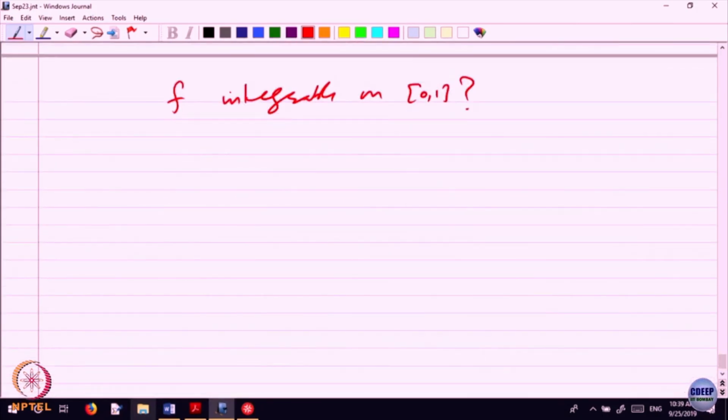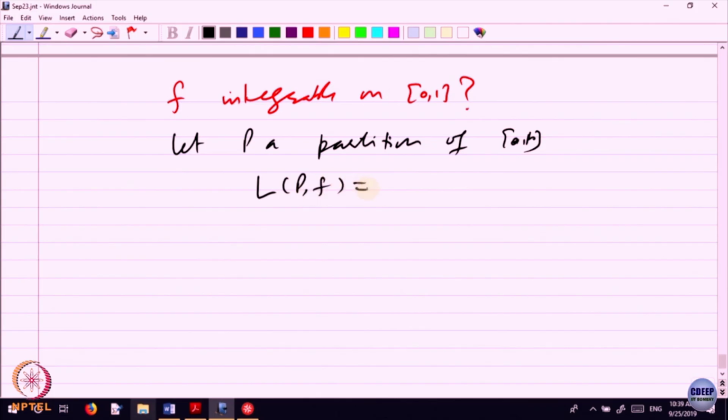So let us take P a partition. If I want to show it is integrable, what should I try to do? Let P be a partition of [a, b], here [0, 1]. I have to compute lower sums and upper sums, right? What is the lower sum? That will be 0, because every subinterval will have an irrational in it, so it is 0 for every partition.